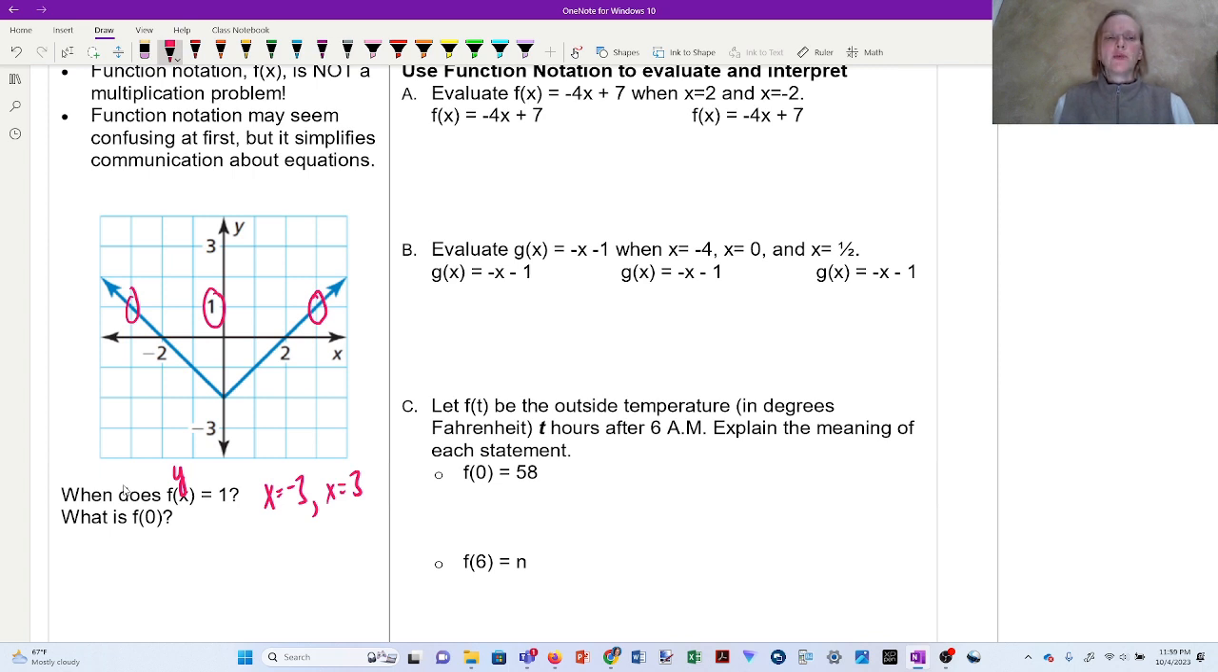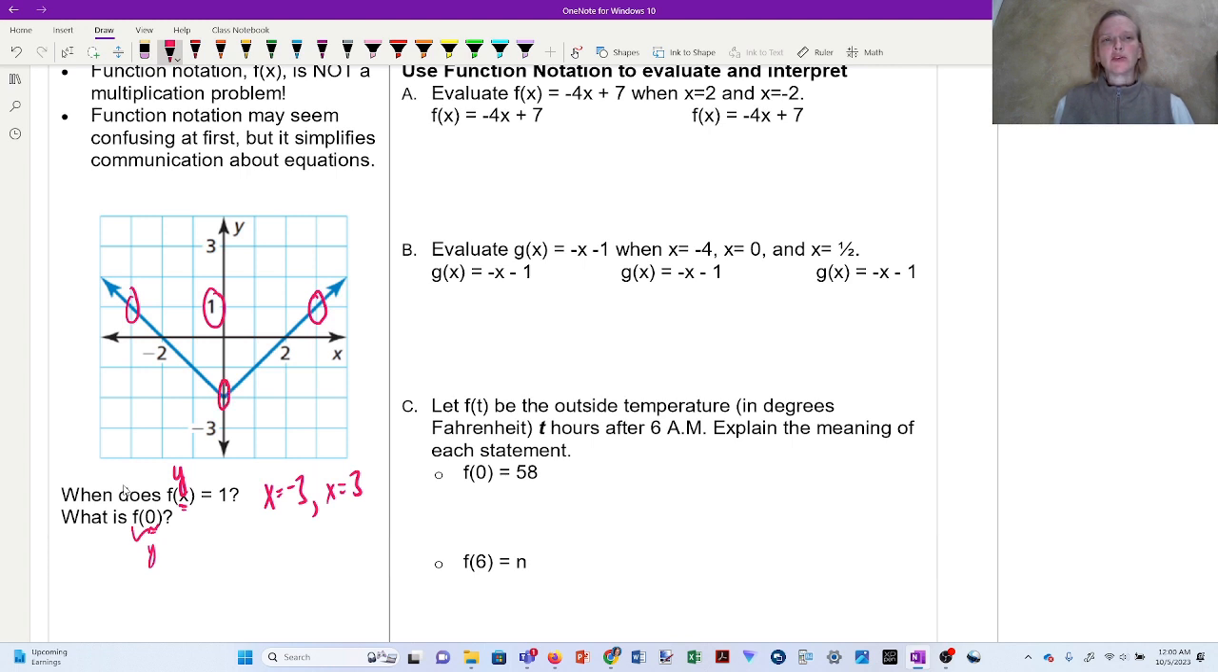Now, this one is a little different to interpret. F of 0. What is f of 0? Well, this notation is telling me, hey, when x equals 0, notice I replaced the x with a 0. When x equals 0, what does y equal? So I'm still asking, what does y equal, f of 0 still is replacing the y variable. But I'm asking, when x equals 0, what does y equal?